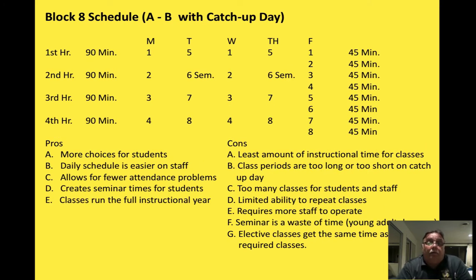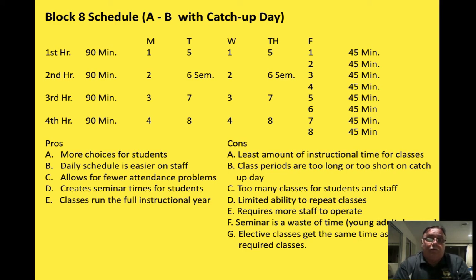8-period day with a catch-up day. This is an example of one of the things the previous schedule kind of morphed into, where you have essentially 8 periods that you run over the 4 days, 4 at a time. And then on Friday, you have every period meet for 45 minutes. 6th period is generally considered a seminar period for kids.